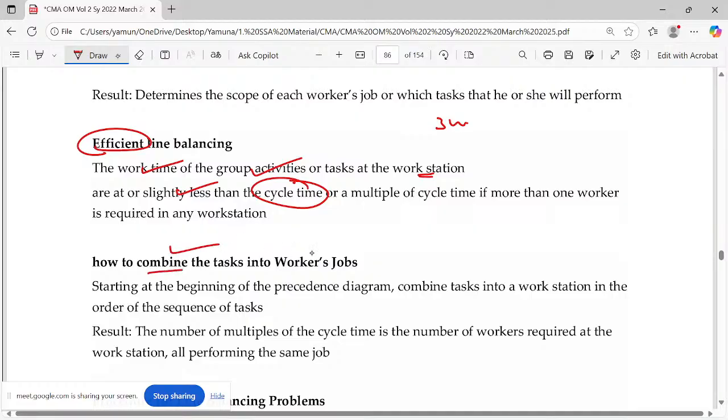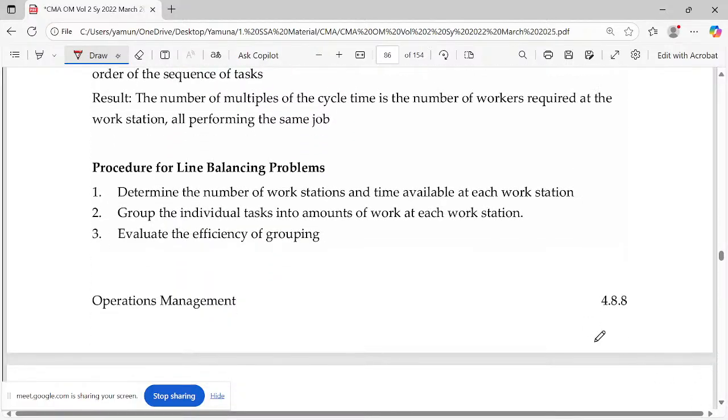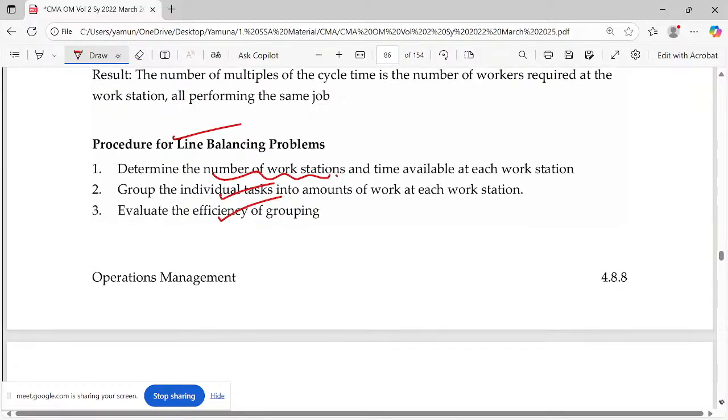How to combine the tasks into jobs for workers: we'll take the help of the precedence diagram. In the job we'll have the sequence of activities, but the precedence diagram will help you group the activities, because we are going to work on work time with the group activities. So the procedure for line balancing we discussed. We'll discuss the number of workstations needed. That's what we are going to do now. We'll give the blueprint. Then you group the individual tasks with the help of the precedence diagram, and you check how efficiently it is working.